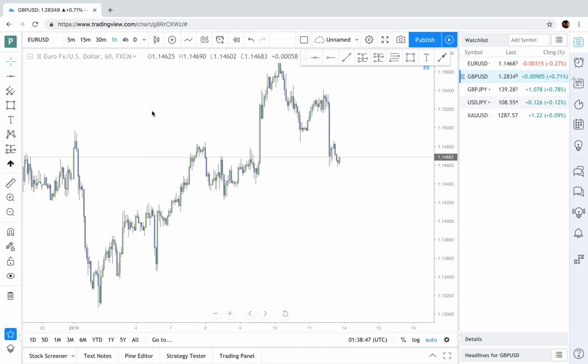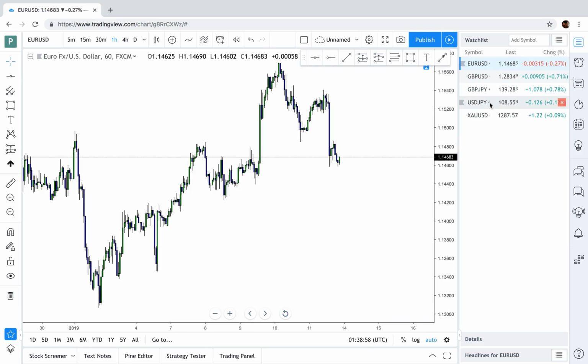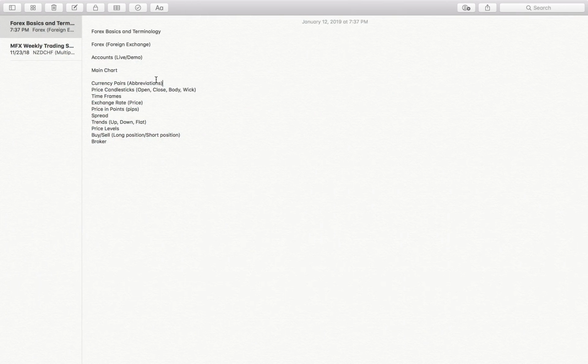Same thing with GBP USD. 1 Great Britain pound is equal to, right now, 1.28 US dollars. And it's just that simple. These are the currency pairs that we trade in Forex. They're just called currency pairs, and you trade them, and you can make profit based off the exchange rate going up or down. So that is currency pairs.